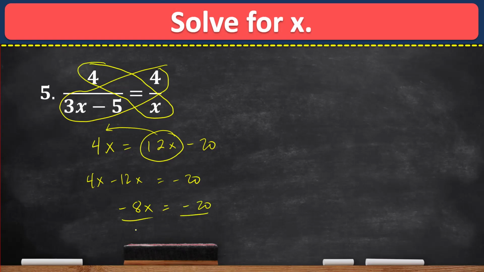Then, divide both sides by negative 8. So, x is equal to, negative divided by negative is positive. So, 20 divided by 8, we cannot have a whole number. So, let's simplify by 4, right? So, we're going to have 5 over 2. That will be the answer.